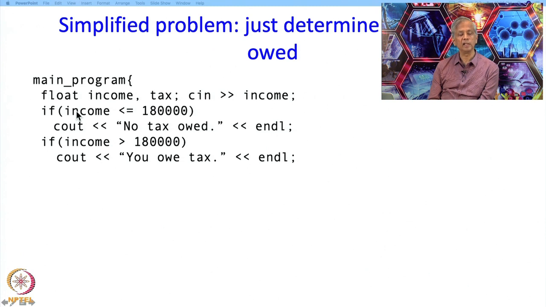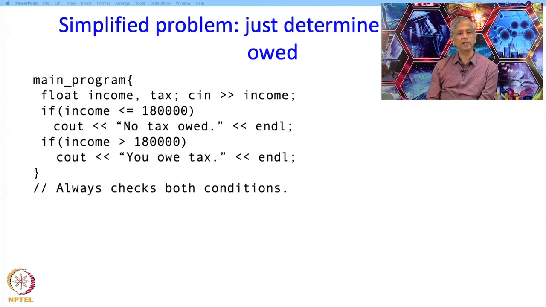So if we execute this, and if it comes out to be true, we execute this and we come on to the statement. If this comes out to be false, that is income is bigger, then we directly come to the statement without printing anything so far. So in any case, after executing this statement, control comes over here, and we check is income bigger than 180,000. If it is bigger than 180,000, then we are going to print a message saying you owe tax. Otherwise, we are going to directly go to the next statement. The next statement is not there, so we terminate the program. So, very simple.